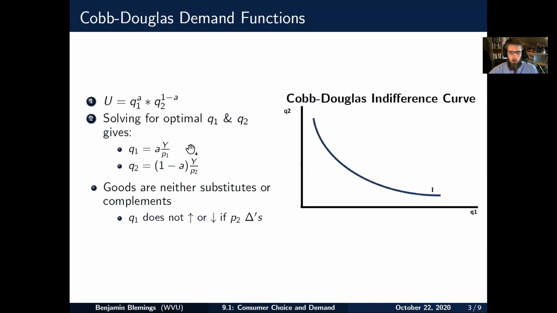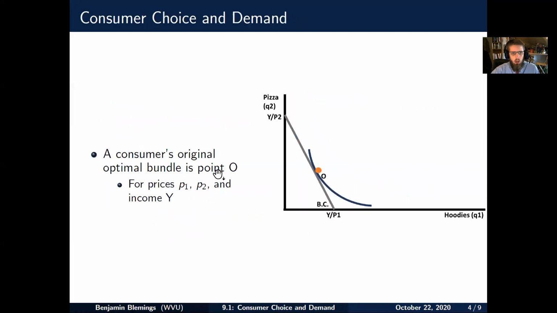If you go through and solve for it without plugging in numbers for prices and income, you can get these optimal quantities: AY over P1 and (1 minus A)Y over P2. And you can look in this Q1 function and see that there's no P2 in there. So Q1, the optimal amount of good 1, doesn't depend at all on the price of good 2, and vice versa for good 2. So these are Cobb-Douglas indifference curves, and these goods are neither complements nor substitutes.